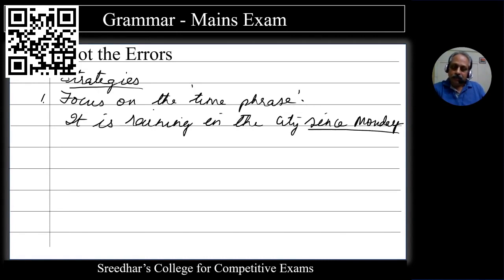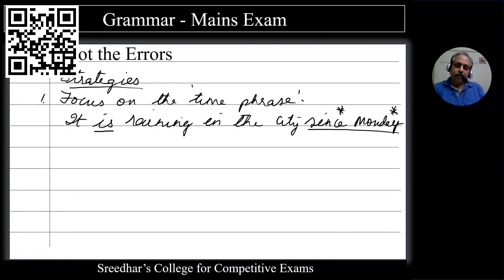When you read the sentence, it is raining in the city since Monday, you have to look for the time phrase. And once you come across it, recollect: since Monday, the preposition since and a specific time, since 10:30, since October, since Monday, since 2010. Ask yourself, this time phrase goes with which tense? This goes with 2 tenses. One is present perfect tense, the other one is present perfect continuous.